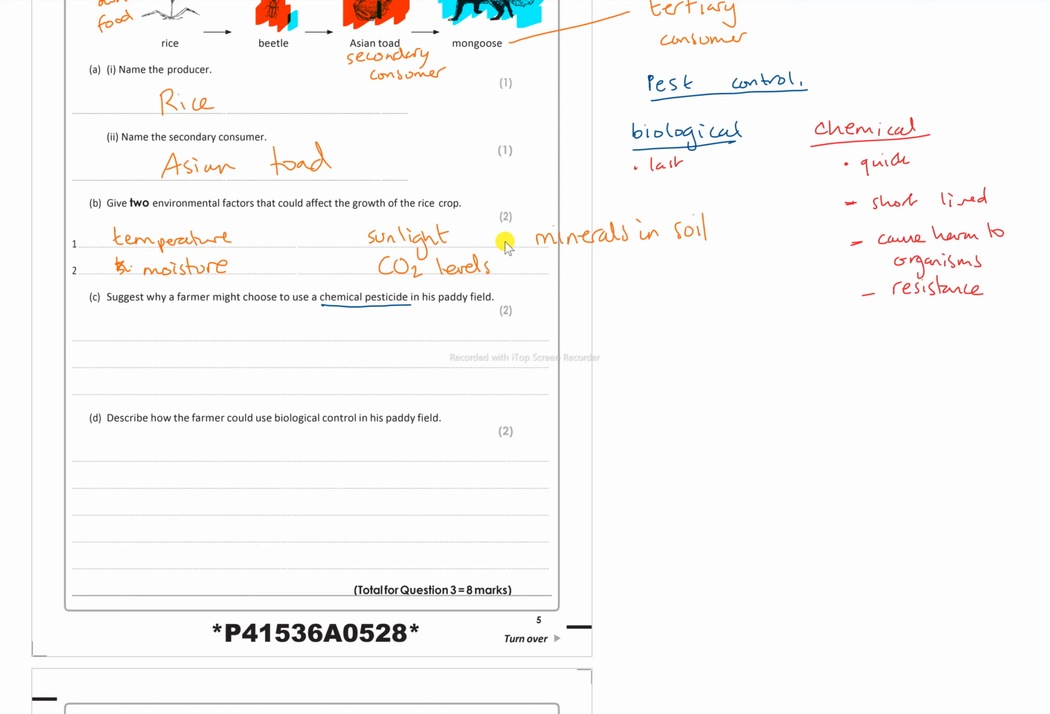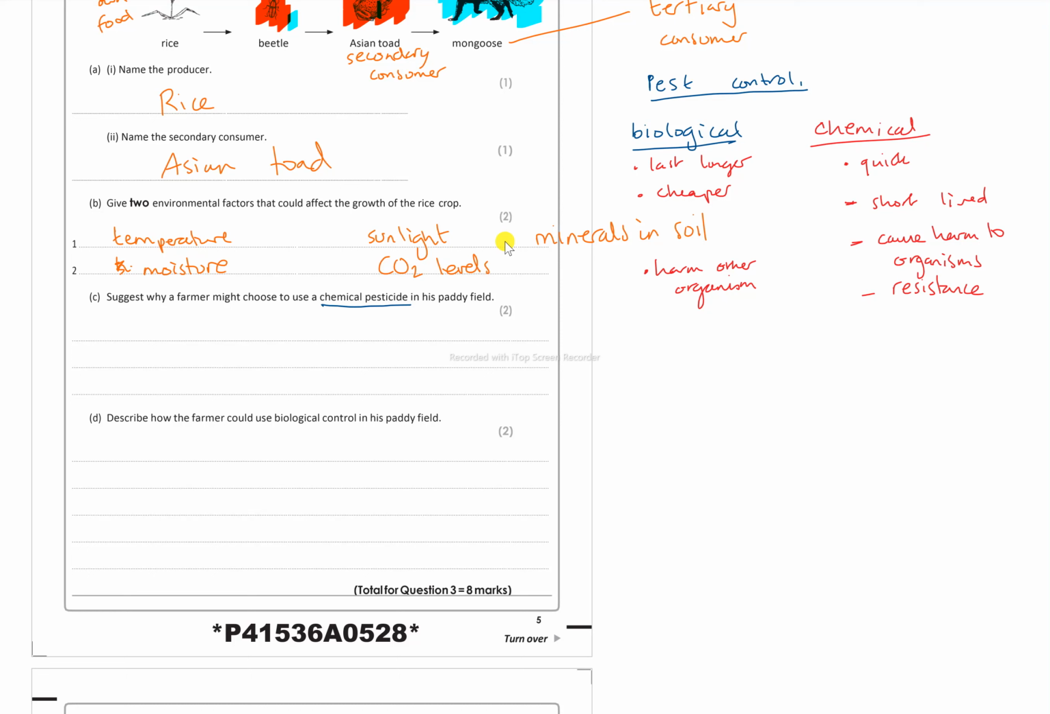Biological, it lasts long, it is usually cheaper, but the problem is it can harm other organisms. So for example, if I wanted to get rid of, say, a beetle, I introduce the toad. What if it starts eating other organisms? What if it started eating ladybirds, and then the ladybirds would stop eating the aphids, and then the aphids would start chomping on the plants, and it'd kill the plants. So it could have other harmful effects.